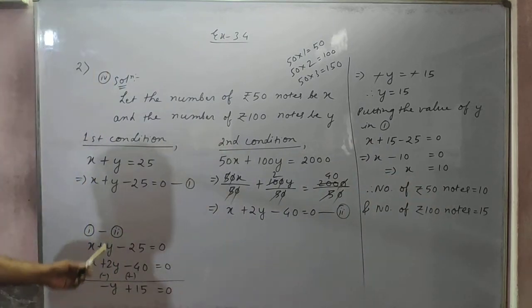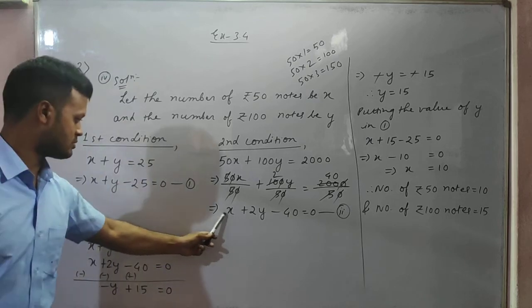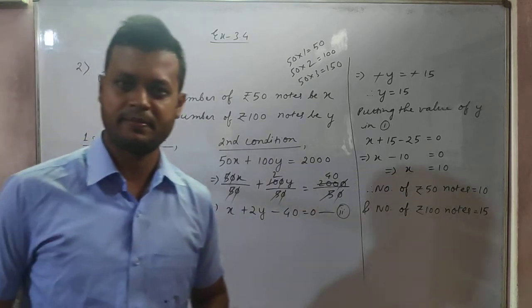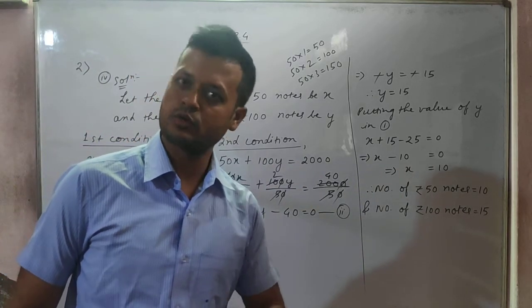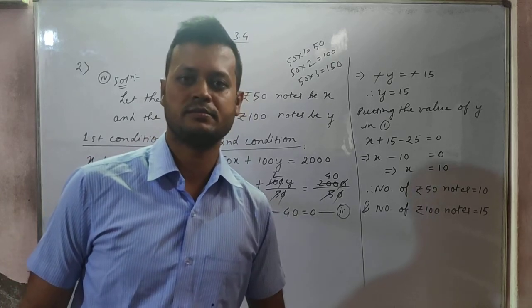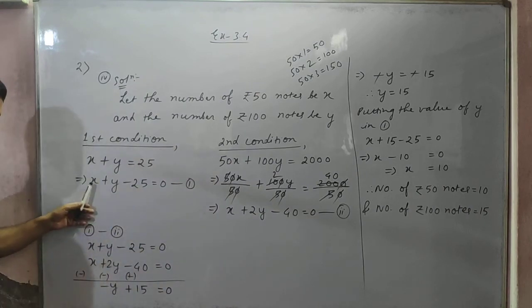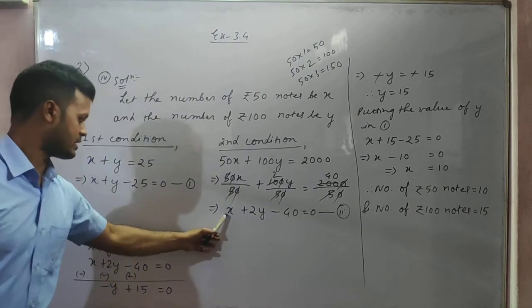Now students, I saw that here before x, 1 is there. Here also before x, 1 is there. Already the coefficient is the same, so I don't need to multiply anything to make the coefficients the same. You see, here also before x, 1 is there.